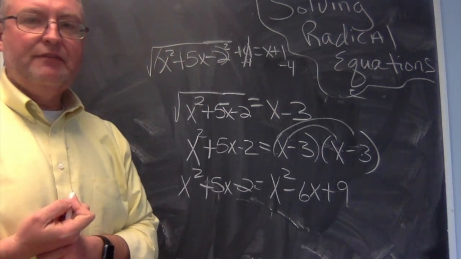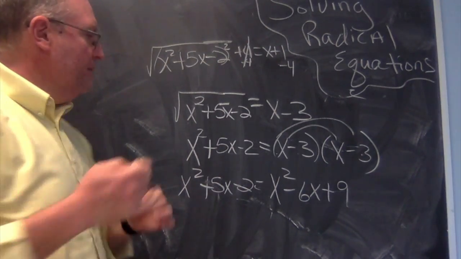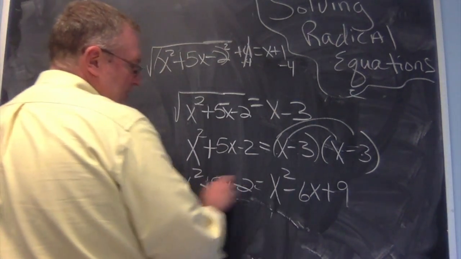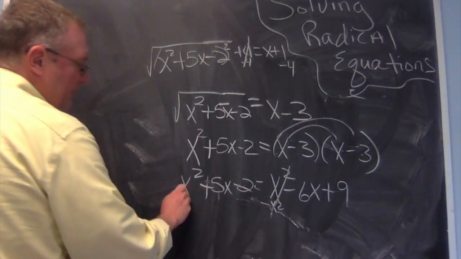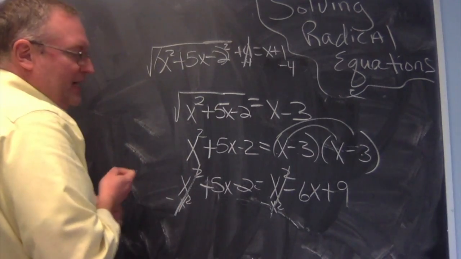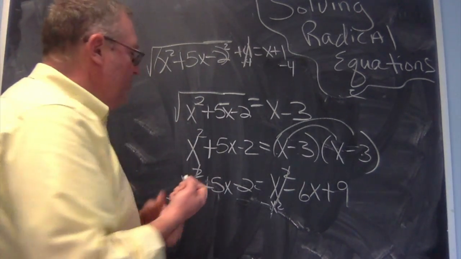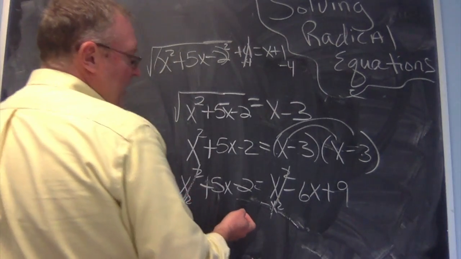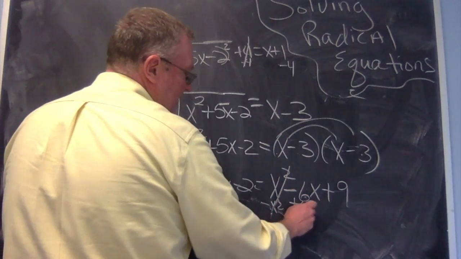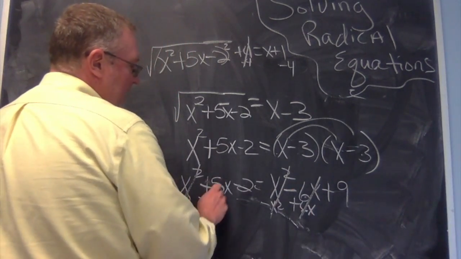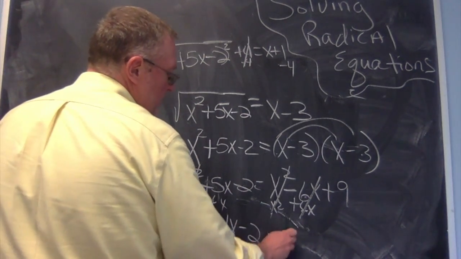With me? If not, be kind and rewind. Sorry, 80s joke. Now I'm going to get this x squared and go over here by subtracting x squared. And it eliminated my x squareds, if that's a word. Then I have negative 6x, so I'm going to take that over here by adding 6x, which gives me 11x minus 2 equals 9.